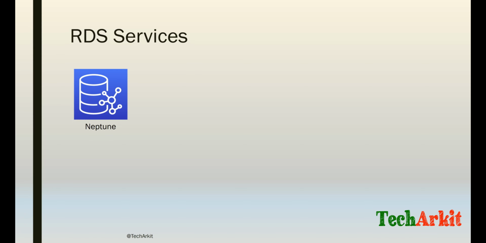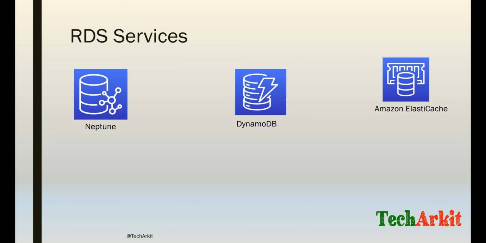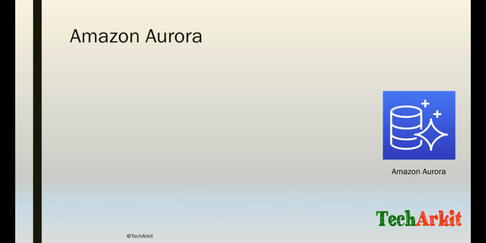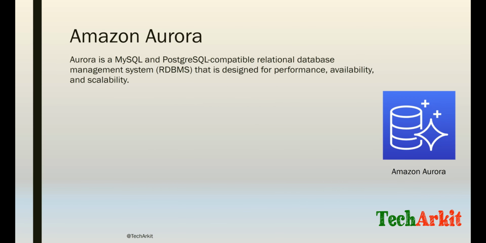So what are the database services available on Amazon? Here you can see Neptune, DynamoDB, Amazon ElastiCache, DocumentDB, Aurora. So these are all the services available. And let's see what Amazon Aurora is and what it provides.